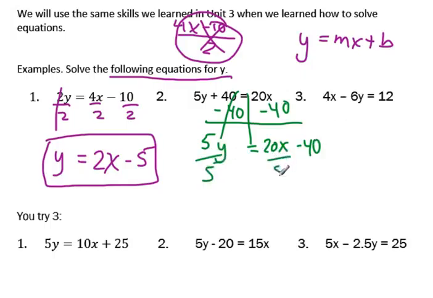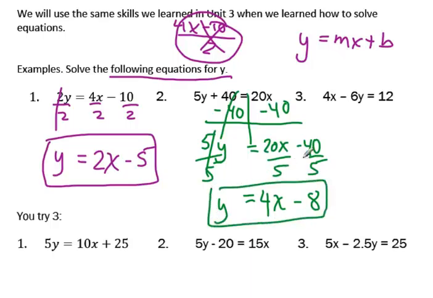We divide everything by 5 because it's 5 times y. The opposites divide, so they cancel, and we get y equals 20 over 5 is 4x, and then you get a minus 40 over 5, which is 8. And that one is all solved. Hey, how fun is that? Let's try the next one.